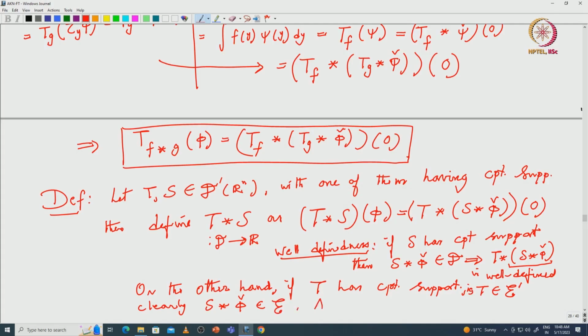Again, T star of, because then you can define the operation if T has convex support, the acting function need not have convex support, is well defined. Okay. So, in both cases one of them T star of S star of features. So, you remember this formula.